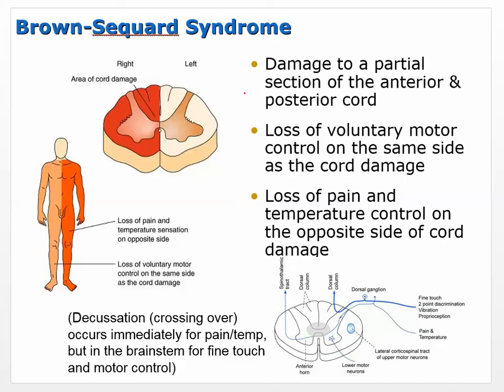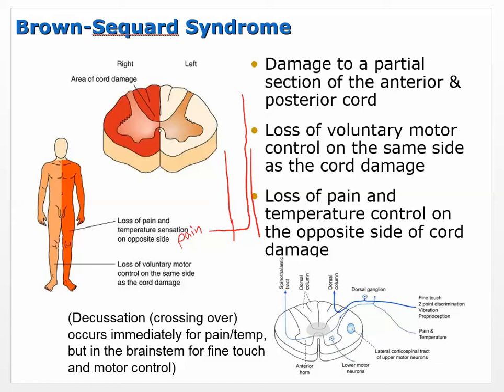Now, Brown-Séquard is an interesting one because, like I said before, of crossing over. If this is your spinal cord, you have pain and temp. I just wrote pain temp. So pain and temperature cross over right away. Okay, I'm going to erase that and just write pain. So pain is going to cross over right away.